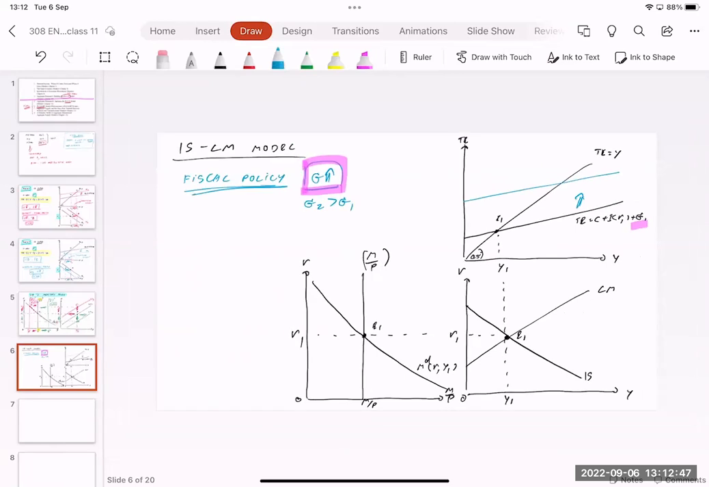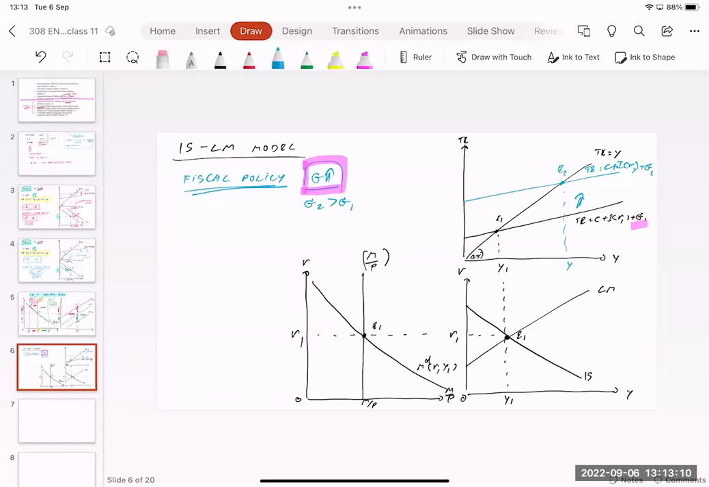It becomes TE equal to C plus I of R1 plus G2. And then you can see that the equilibrium point changes from E1 to E2.